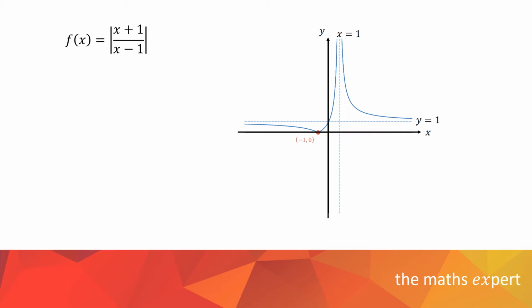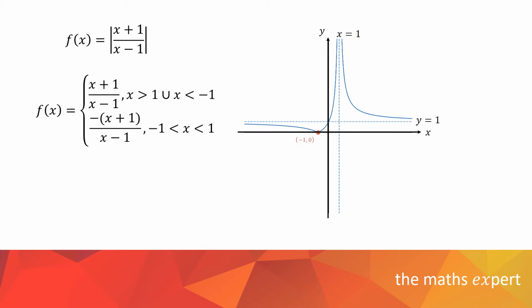In effect, this function has been split into two parts. When x is less than negative 1 and greater than 1, the function remains the same. When it is between 1 and negative 1, it becomes the negative of the function as it has been reflected in the x-axis. We can, therefore, form this piecewise representation of the function. This will be important when forming equations, or as you will see in future episodes, when using calculus to find gradients and definite integrals of modulus functions.